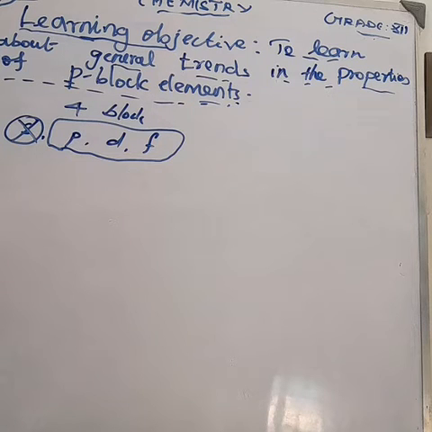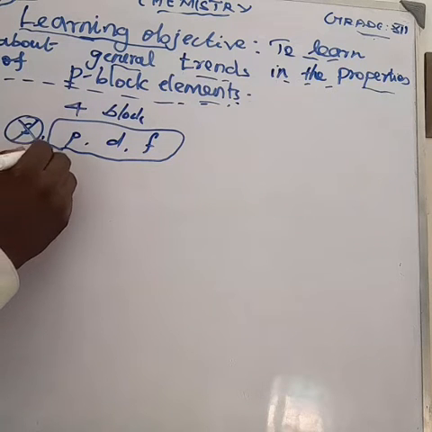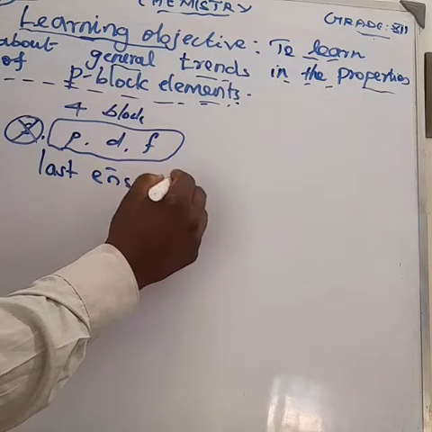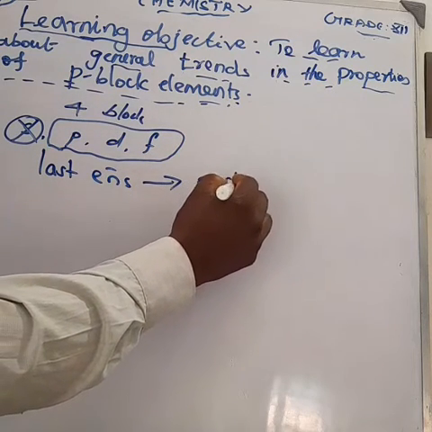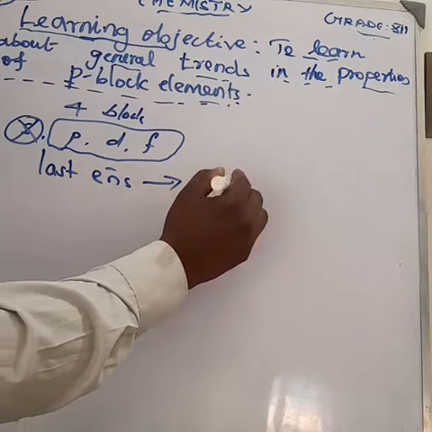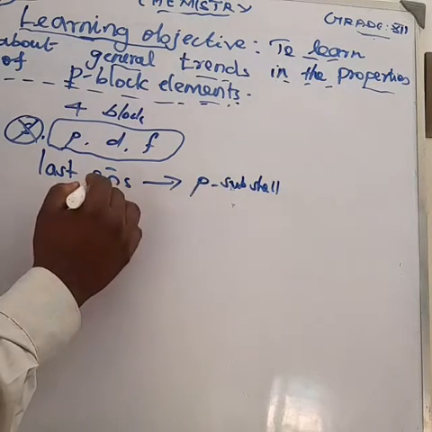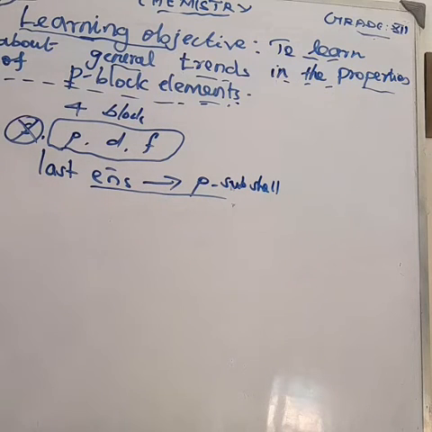Next, what is a P block element? That means the element in which the last electron enters the P orbital. The element whose last electron enters the P orbital is called a P block element. Am I right?